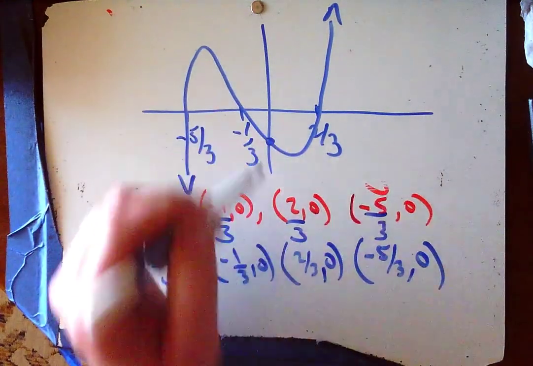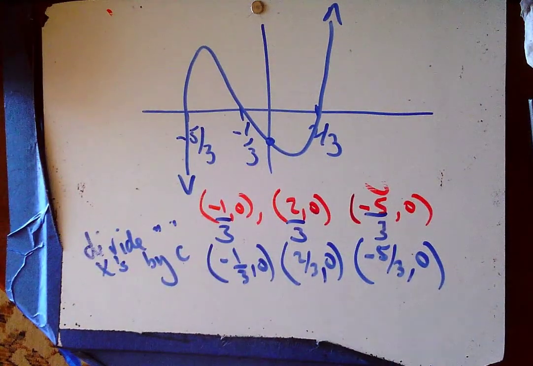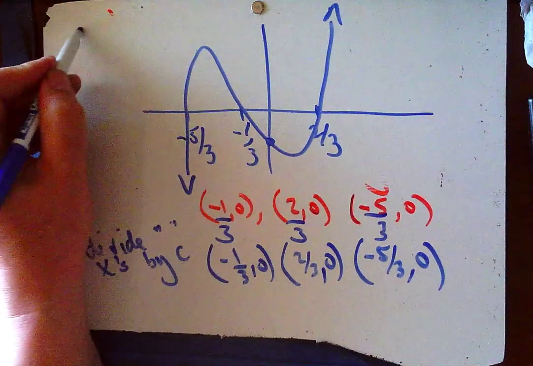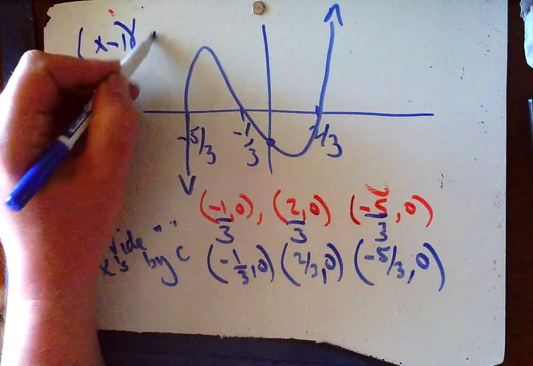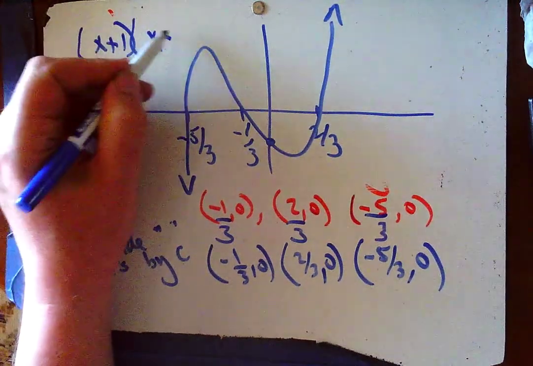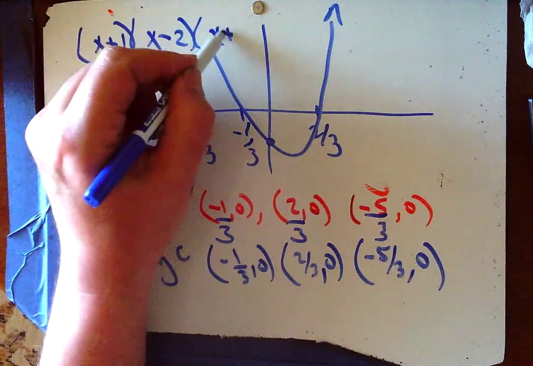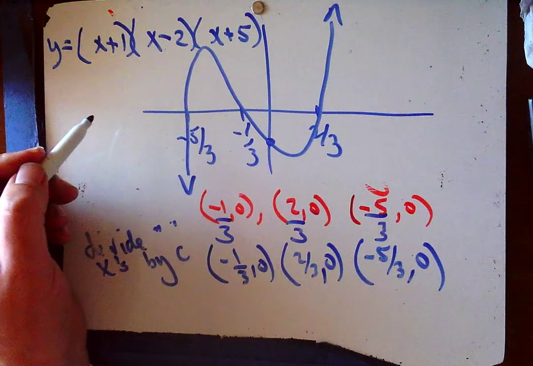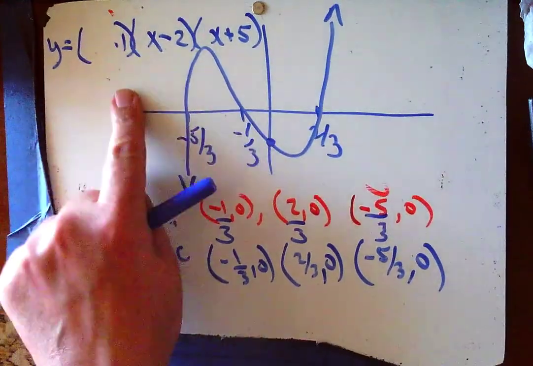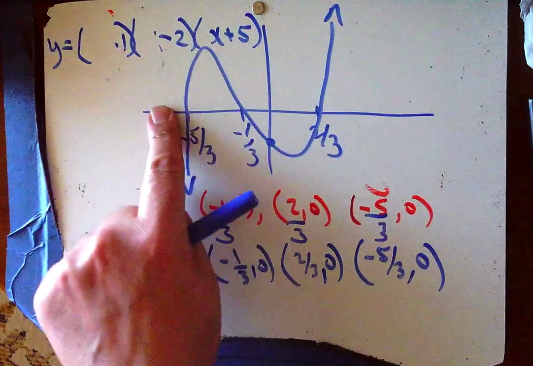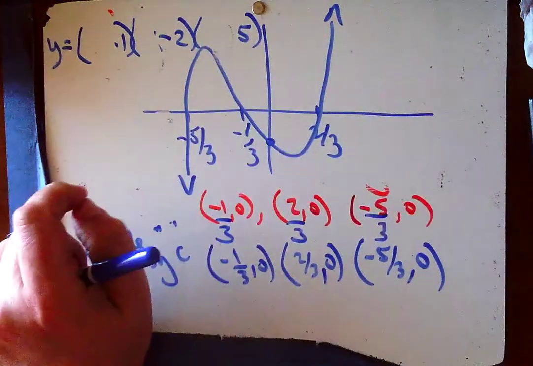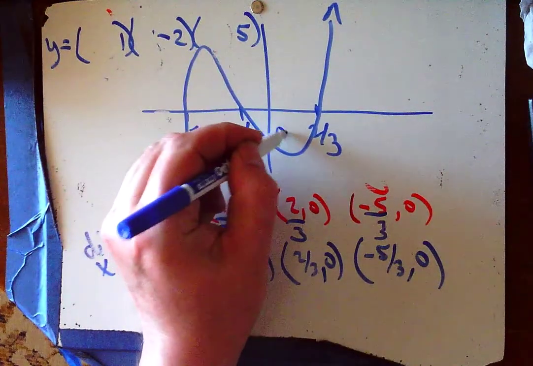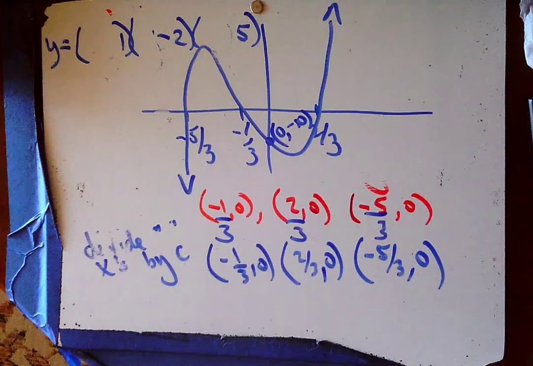I think it's always nice if you label a y-intercept with polynomial functions like this. And remember, our function was x plus 1, x minus 2, x plus 5. How do I find a y-intercept? I set all the x's equal to 0. 0 plus 1 is 1. 0 minus 2 is negative 2. 0 plus 5 is 5. And so I end up with 1 times negative 2 times 5, or 0, negative 10 for the y-intercept.